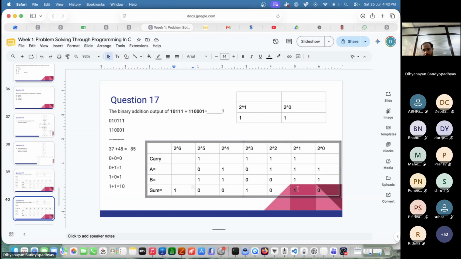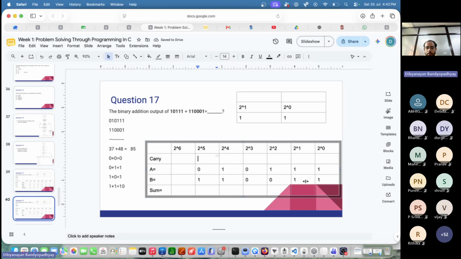Okay. So I'm doing it again slowly so that everybody can understand. So suppose these are the two numbers. So we'll verify it in decimal. First, let me calculate it.